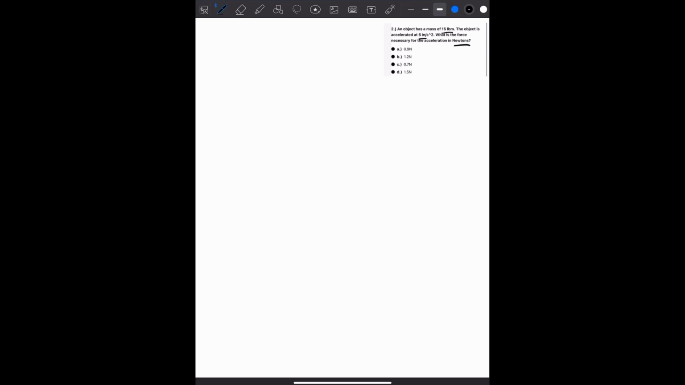Hello, this is question number 2 for the Machine Design and Materials exam that is free on engineeringappliedpractice.com. The problem statement says an object has a mass of 15-pound mass. The object is accelerated at 5 inches per second squared. What is the force necessary for the acceleration in newtons?